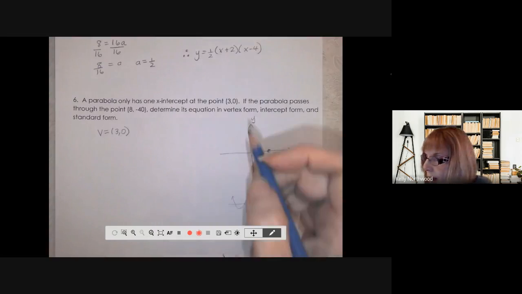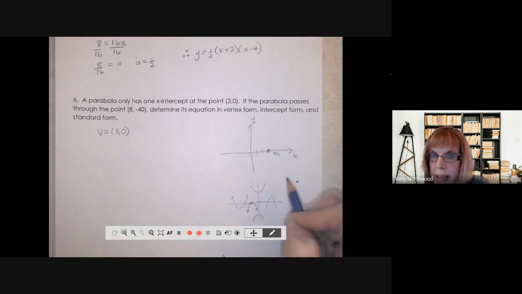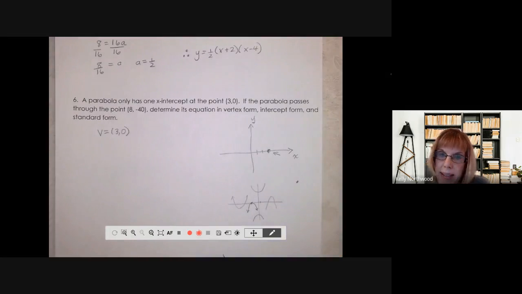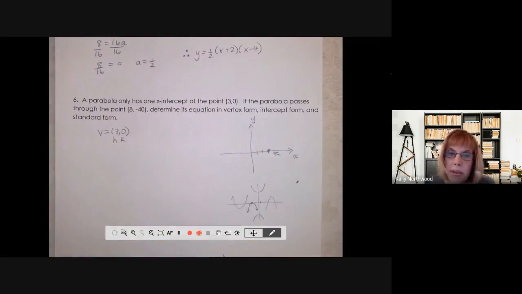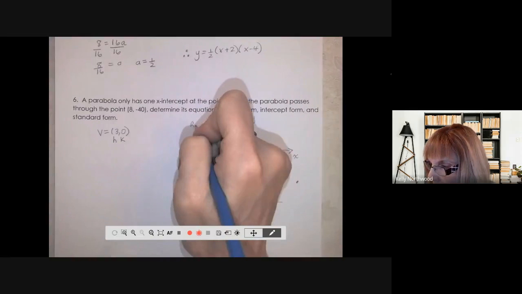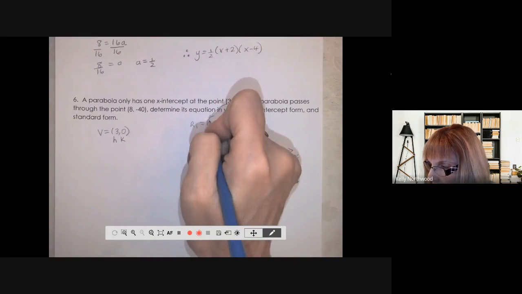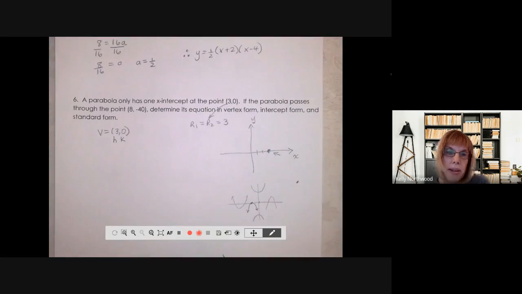And it passes through the point 8, negative 40, which is way down here somewhere. So we should be expecting to get a negative a. That's another thing, but because we know this is h and k now, we can use vertex form. We could have also used intercept form to calculate the a. We just would have had to realize that since there was only one x-intercept, R1 and R2 were both positive 3, and then we could have used the intercept form way to get a as well, okay?